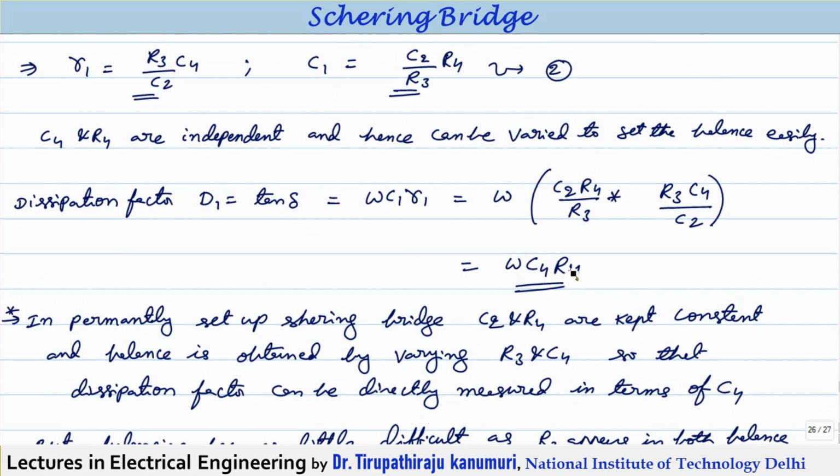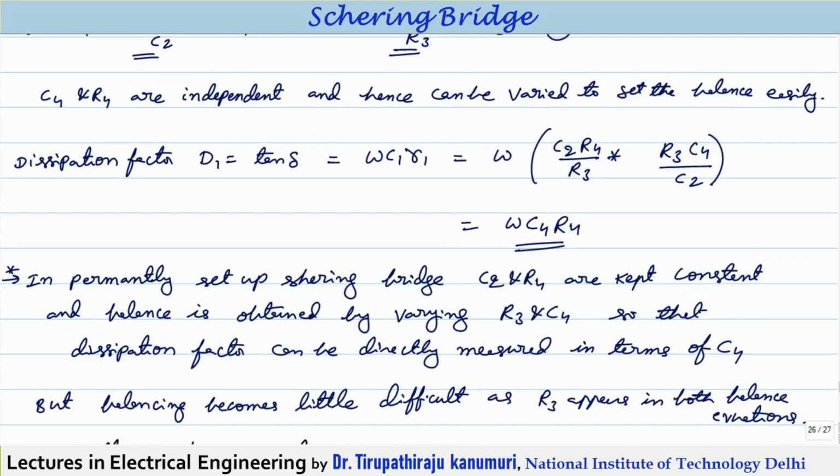So that's why R4 is generally kept constant. But when you are keeping R4 constant, because C2 is already constant, what is the other variable which can be varied? That is R3. But R3 is appearing in both the equations. As it is appearing in both equations, that means it is not independent, so balance will be a little complex. But still, in order to get the reading directly in terms of C4, in the case of permanently shunted Schering bridges, C2 and R4 are kept constant and the variables will be R3 and C4, which are varied to get the balance.